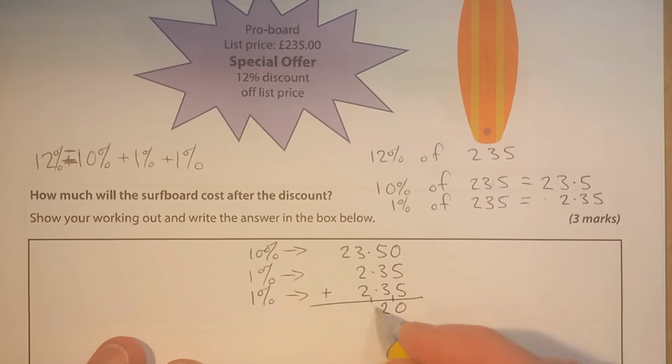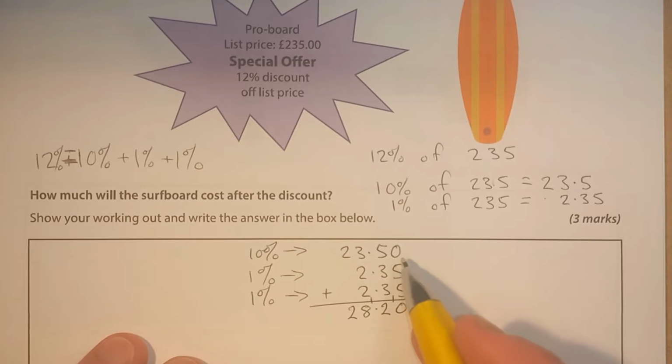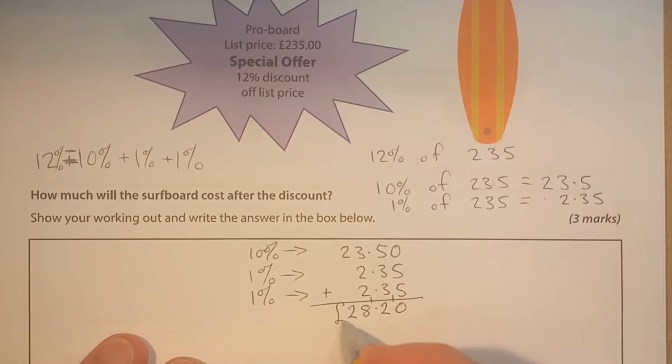Bring our decimal point down. 3 plus 2 is 5, add 2 is 7, add 1 is 8, and 2 plus nothing is just a 2. I don't tend to put zeros here because that just feels a bit more normal, whereas when we have decimal places, it's nice to have the same number of decimal places, so that's why I put the 0 in there. Okay, so we've got that 12% is equal to £28.20.